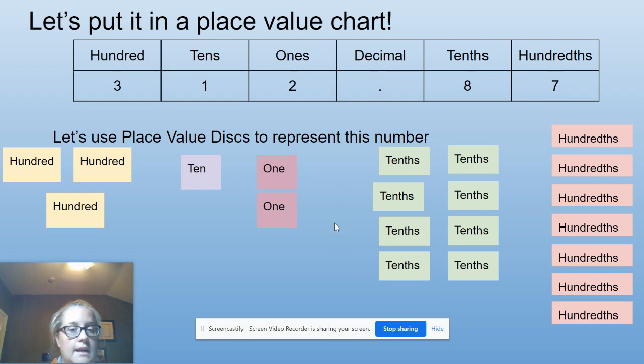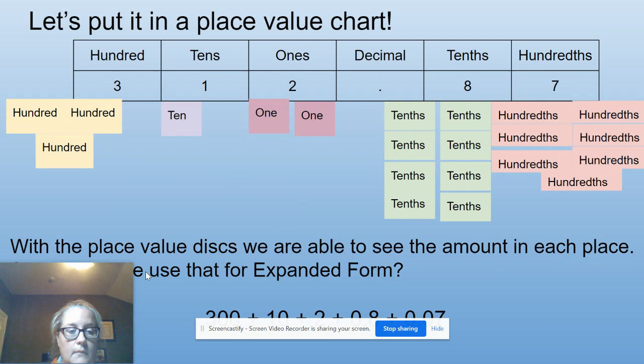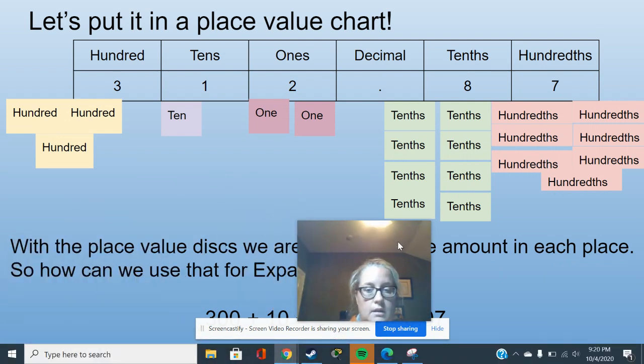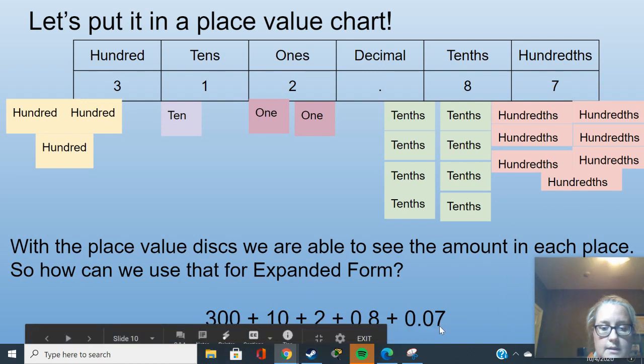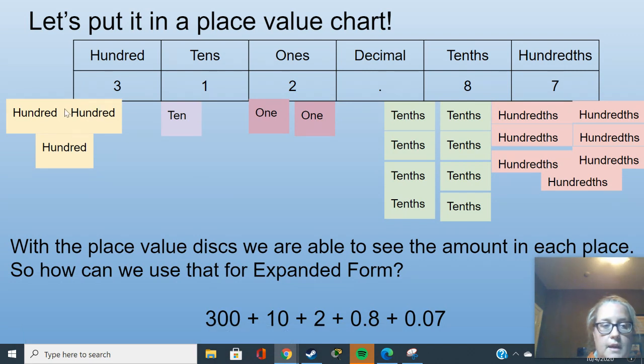Okay, let's see how it looks. And I'm going to move my camera over here, and I'm going to hide this so we can actually see. So I still have my place value chart. I still have my place value discs. They're all still there. But I want to know, what does it look like for expanded form?